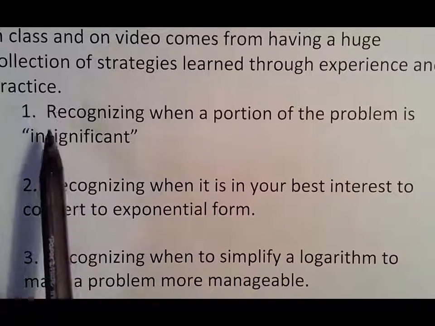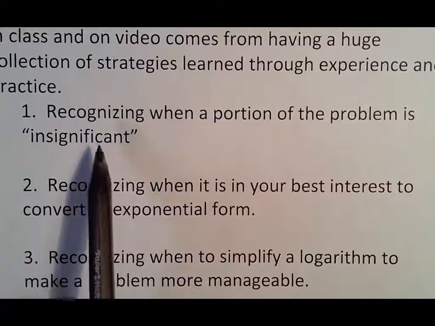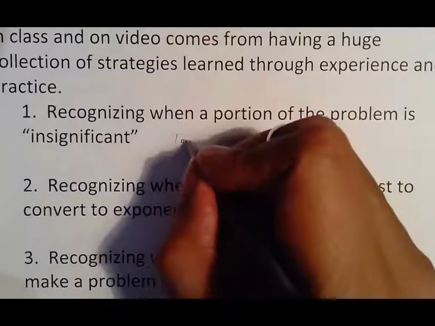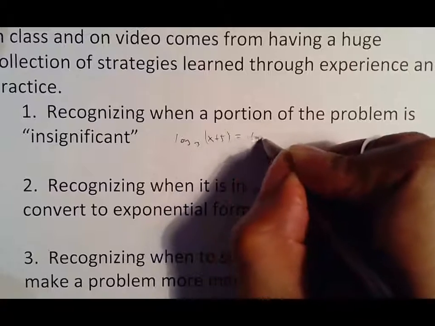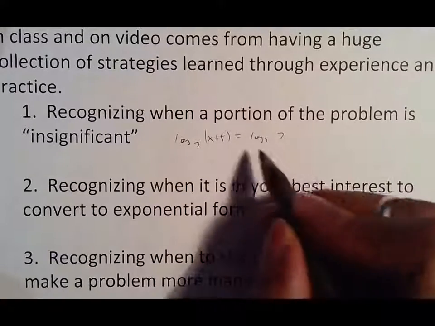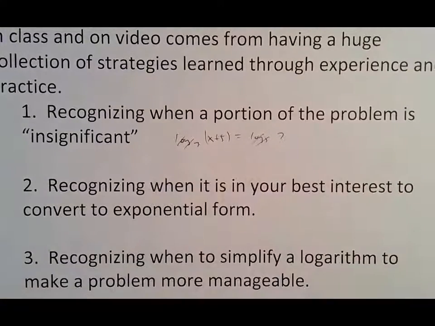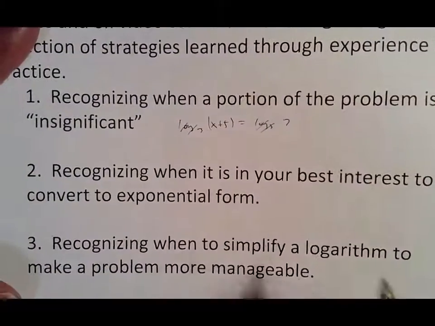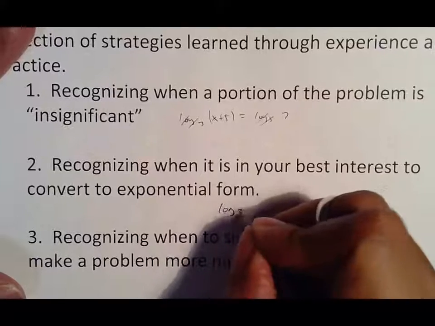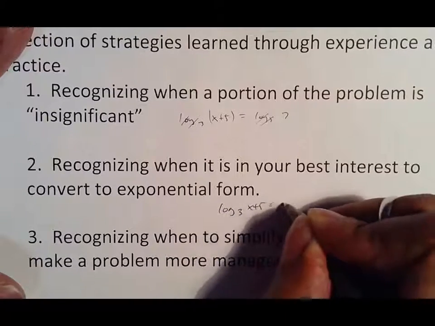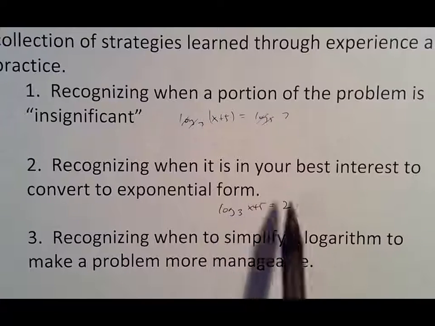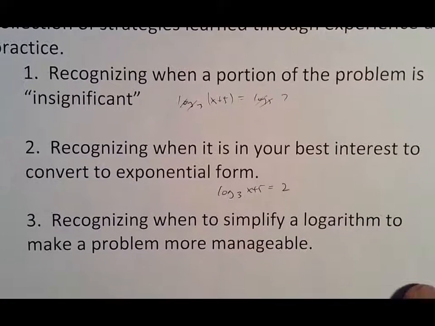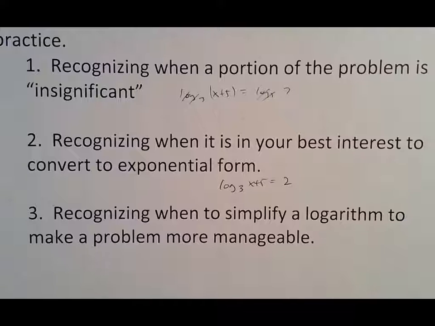But make sure you understand to recognize when a portion of the problem is insignificant. For example, when I have log base 3 of x plus 5 equals log base 3 of 7, I can ignore those log base 3's and just do x plus 5 equals 7. Or whenever it's in your best interest to convert to exponential form. Again, if I have log base 3 of x plus 5 equals 2, I can't use the insignificant part, but I can put 3 squared equals x plus 5. And then again, recognizing when to just simplify a logarithm to make the problem more manageable.